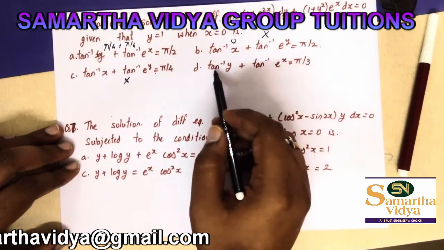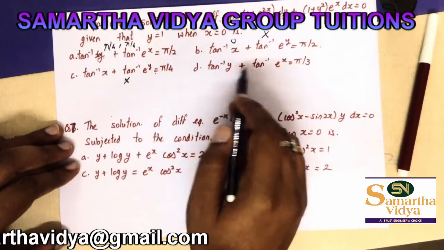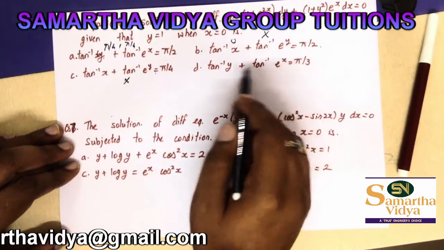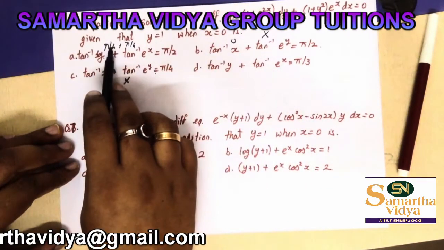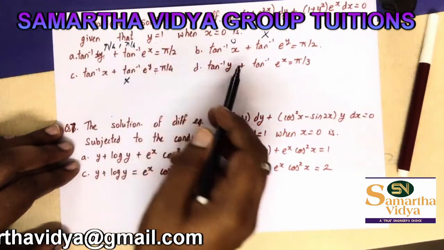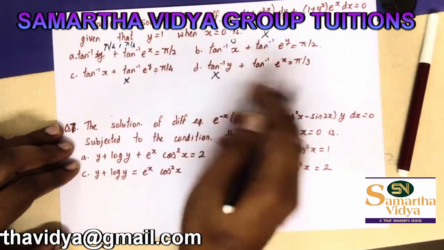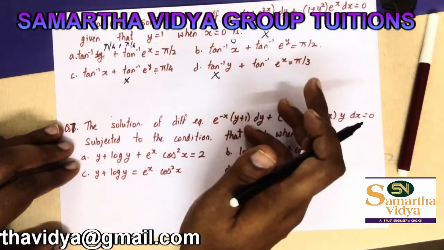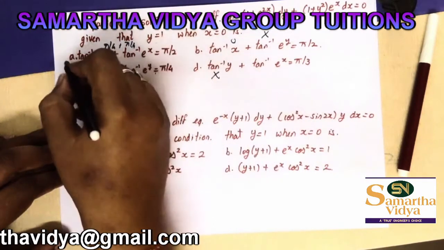Moving ahead, we have tan inverse y plus tan inverse e raised to x. We have already seen that it is nothing but pi by 4 plus pi by 4, which is giving you pi by 2. So this option is also not satisfying the given condition. So the only option is A.